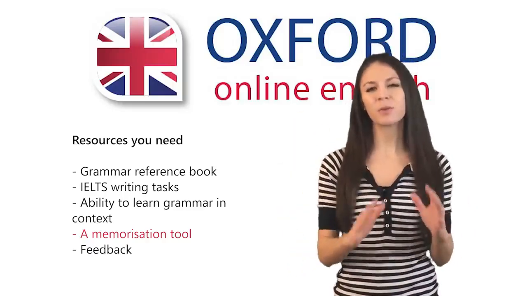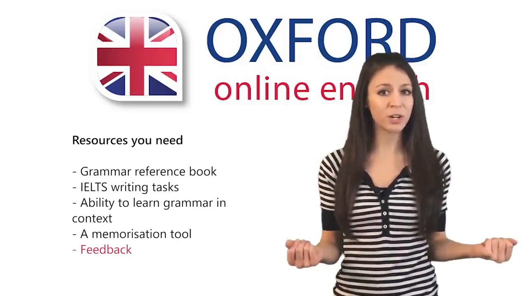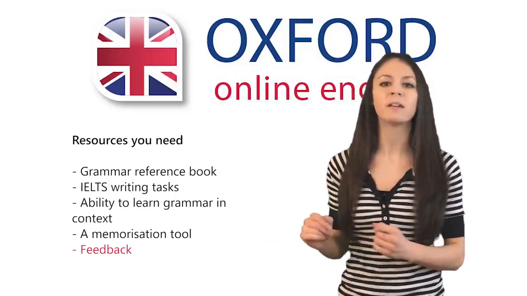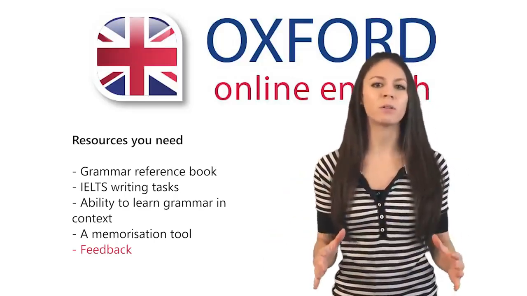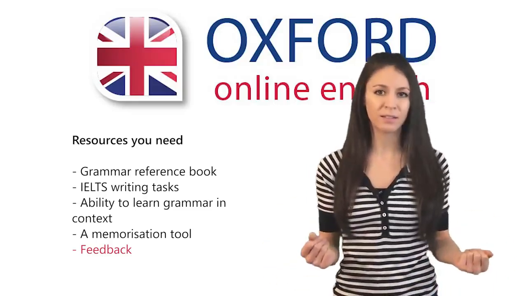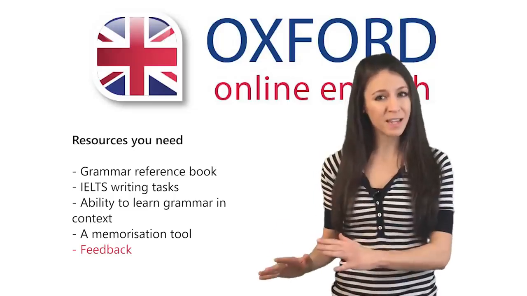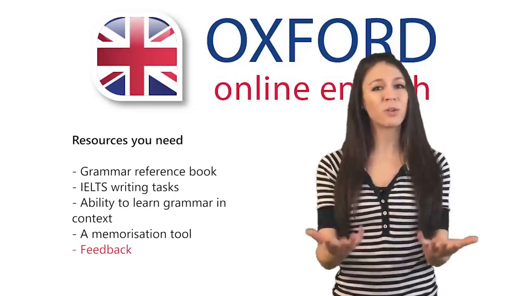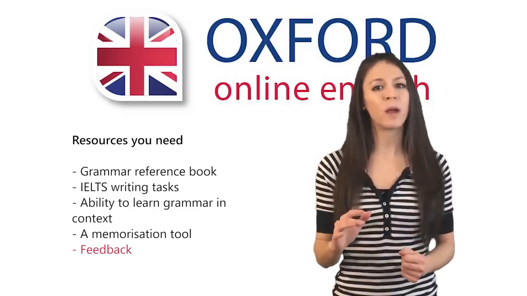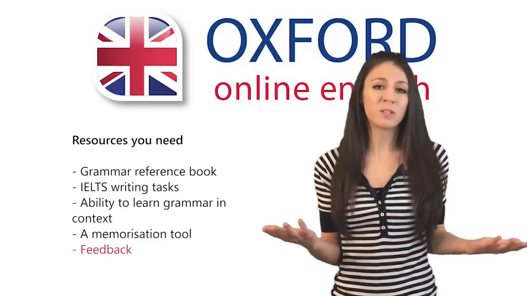Finally, you need a source of feedback. This probably means you need a professional teacher. I know many of you want to study independently, but it's extremely difficult to improve your grammatical accuracy without feedback. To put it simply, if you don't know when you make a mistake, then there's no way to correct it. You need someone who can show you where you're making mistakes and explain the reasons why.